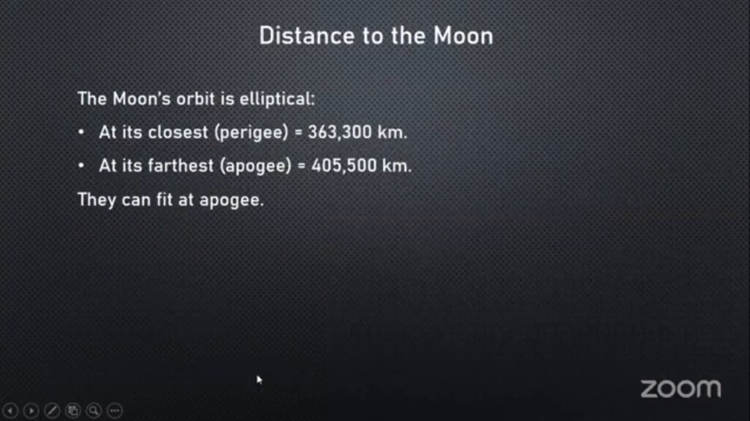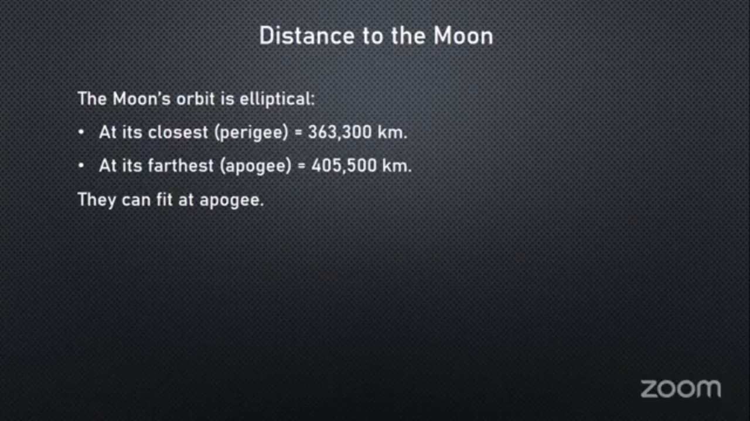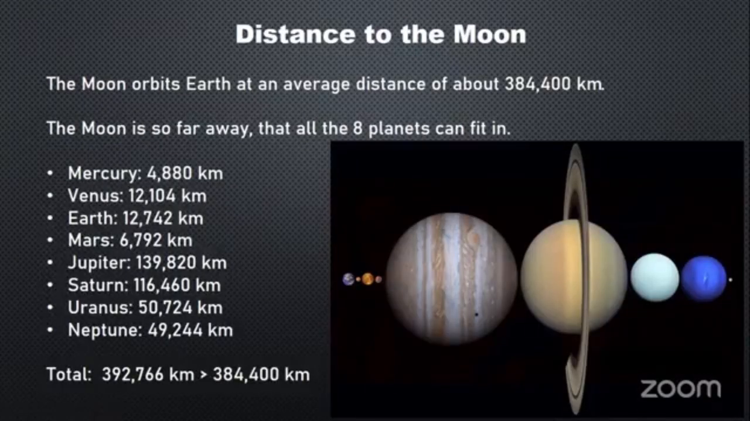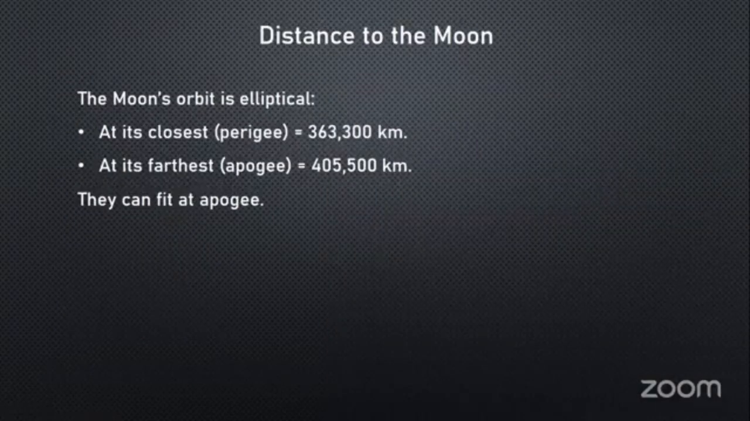So if you want to align the planets perfectly between the moon and Earth, you have to wait at apogee, because at apogee is when it is further out, and that distance corresponds to about 405,500 kilometers. If you fit them in when the moon is at perigee, they can't fit, because if you add all the diameters together, they give you a distance of about 392,766 kilometers. So the moon can fit at apogee. That is when it's further out.